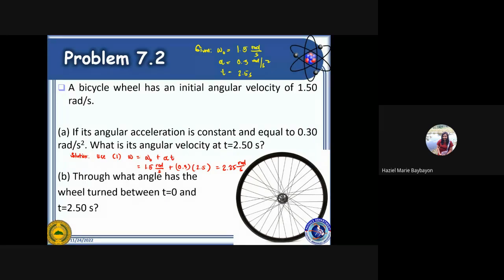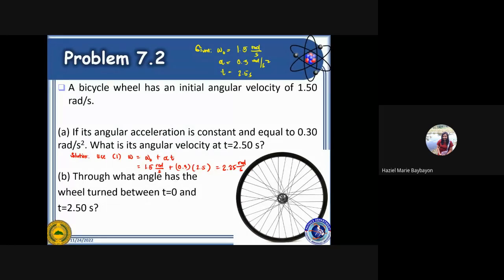So for letter B, through what angle has the wheel turned between t equals 0 and t equals 2.5 seconds? So here, atong nakuha ang iyang final omega, no? Final angular velocity after 2.5 seconds. So karon ato na pong kuhaon iyang angular displacement. So unsa daw ang natuyok nga angle after 2.5 seconds ani nga wheel.